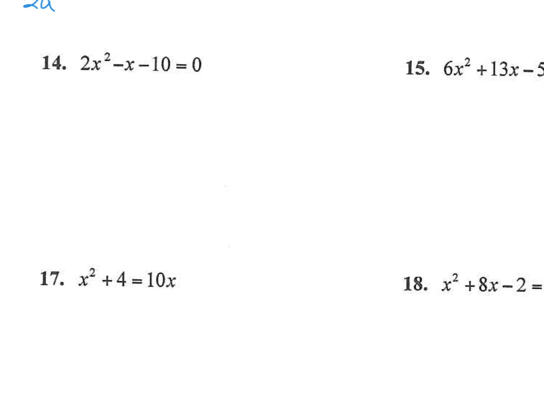The first thing you need to do, and I want to see this, is list out your A, B, and C. In this case, my A is the coefficient of the x squared term, which would be 2. My B is the coefficient of the x term, which in this case would be -1. And my C is always my constant.